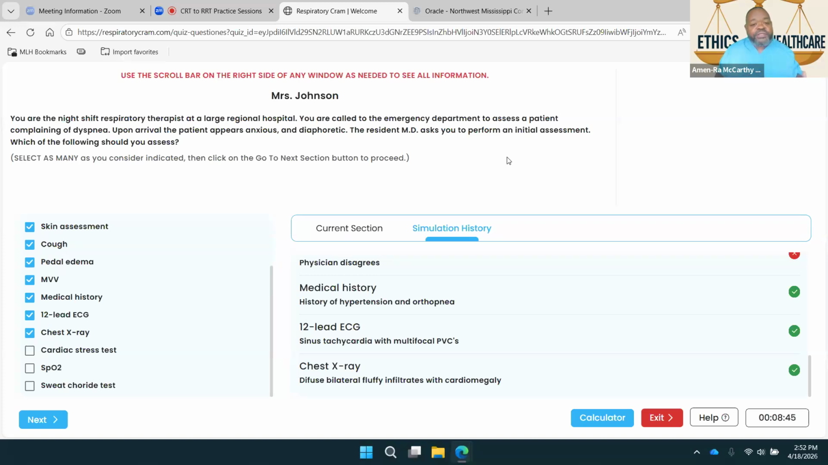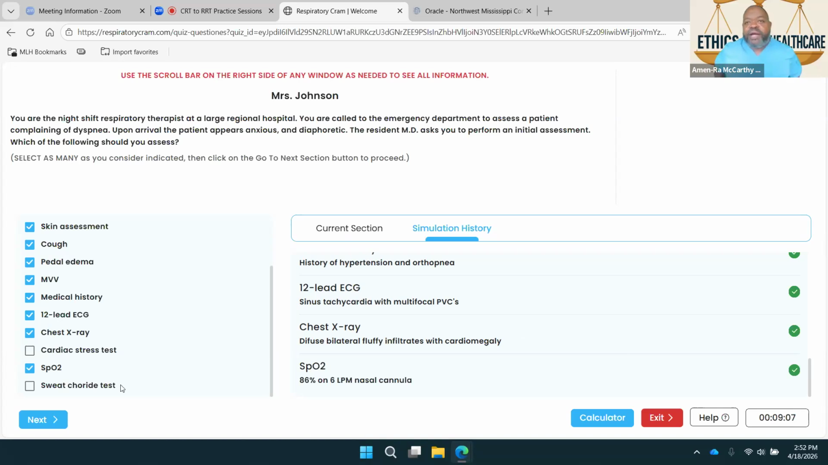What about SAT? Do we want to see what her SAT is? Yes. Always see what the SAT is. All right. She's 86% on 6 liters of oxygen. So, on 6 liters of oxygen, sat is 86%. She's short of breath, anxious, and diaphoretic. Keep that in mind.